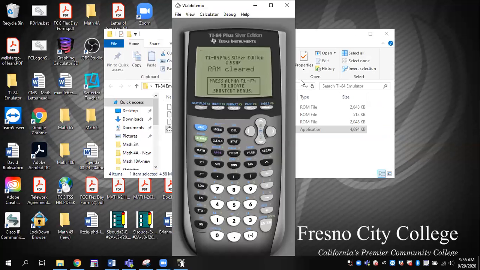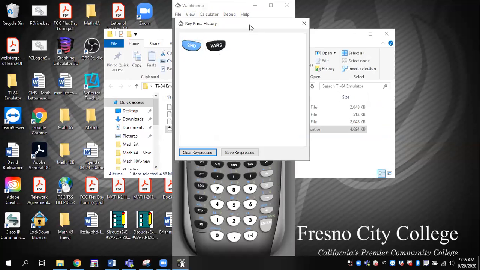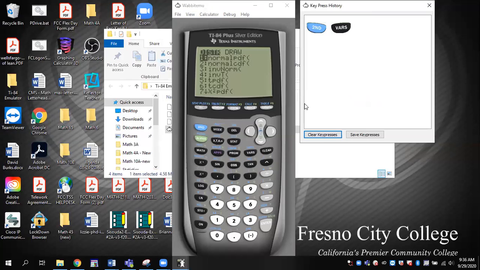There it is. All right, so you're seeing my TI-84 on my screen. I'm going to hit second vars. Let me show you here the buttons I'm pushing: second vars so far. And here's the menu. I'm going to go down to Normalcdf.